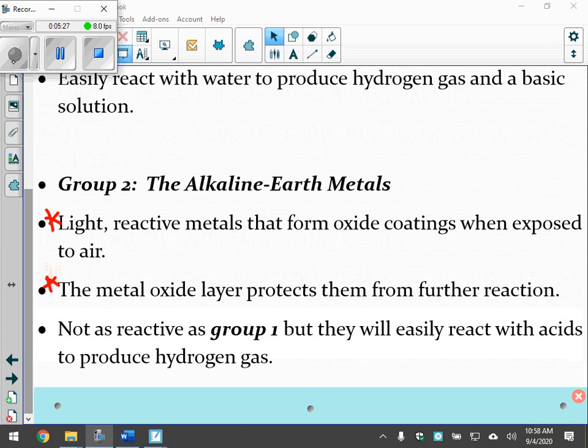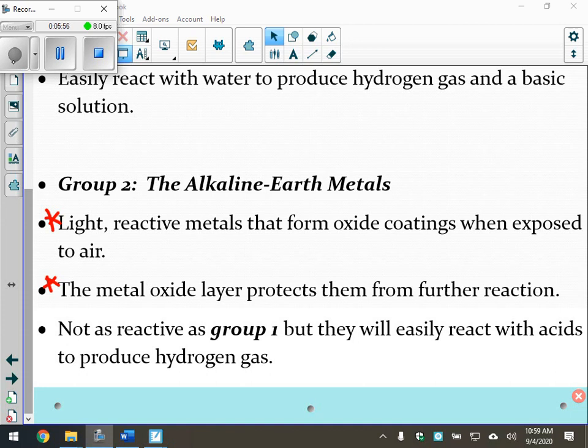So group 2, alkaline earth metals, are light reactive metals that form an oxide coating. We're going to look at some calcium, or we could look at magnesium as well. But calcium especially doesn't look shiny and bendable, because it's got this oxide coating that prevents it from further reaction. They're really good at forming this oxide coating when exposed to air. The metal oxide layer protects them from further reaction, and they're not as reactive as group 1.